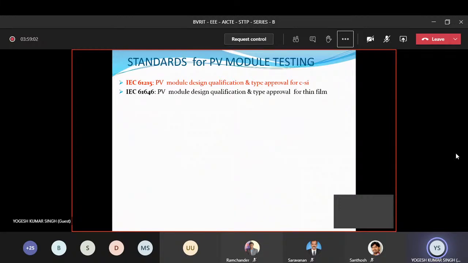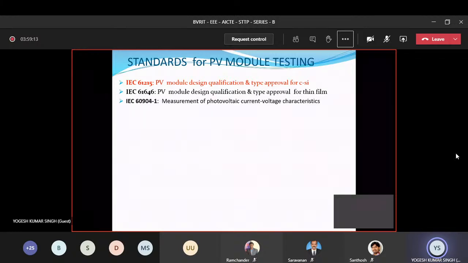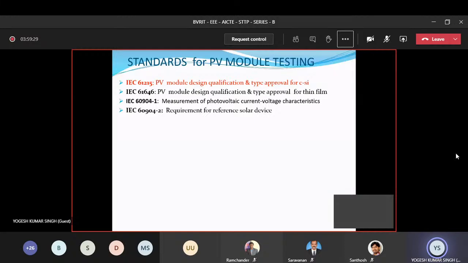If we are testing a thin film technology, then IEC 61646. And another IEC standard for the measurement of photovoltaic current and voltage characteristics: we will follow IEC 60904-1, and IEC 60904-2 is the requirement for reference solar devices. Reference solar devices are basically useful for giving the reference condition from another module. So with the help of that reference module, we will test our original module to see whether it gives the proper output or not.